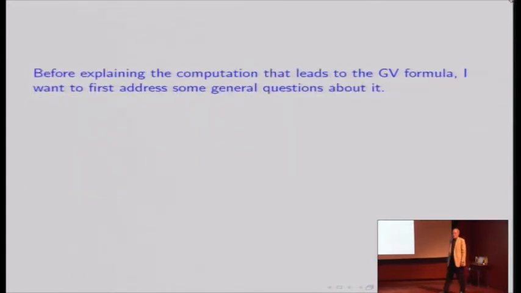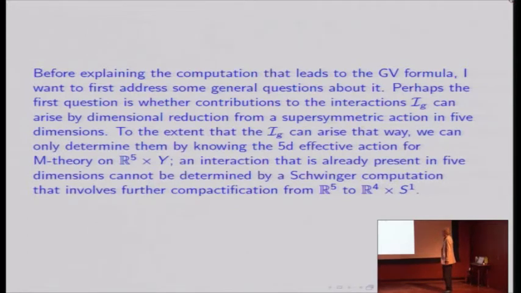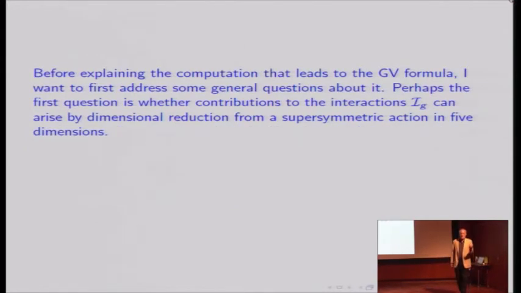Now, I will explain a computation that leads to the Gopakumar-Vafa formula, and I won't actually write down the formula in advance. We'll see what the formula has to be when we do the computation. But first, I want to address some general questions. Now, the very first question you should ask is whether there's any hope of doing this calculation at all. You have to ask whether the interactions I_g could come by classical dimensional reduction from 5 dimensions. A yes answer would mean what we're trying to do is hopeless, because you'd have to know the 5-dimensional effective action, which we don't know.